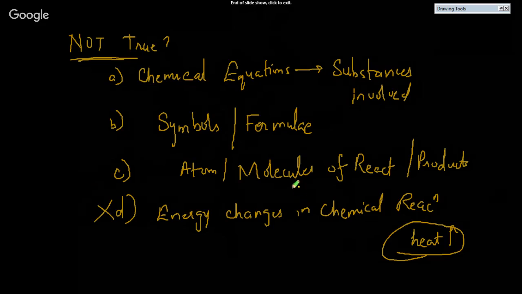Now let's look at the others. Does a chemical equation tell us about the atom or molecules of the reactants and products involved in the reaction? No, it does not. Please note, it does not. Why? The reason is, unless we write it in the ionic form, for example Na+ and Cl-, I don't even know whether Na and Cl are covalently bonded or ionically bonded. So it does not talk about any atoms per se. It does talk about molecules, but it does not talk about atoms. So this option also is wrong.